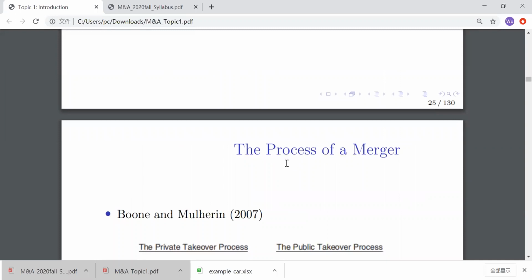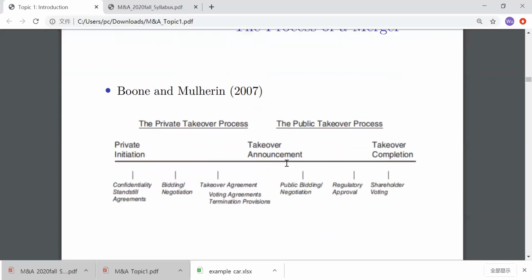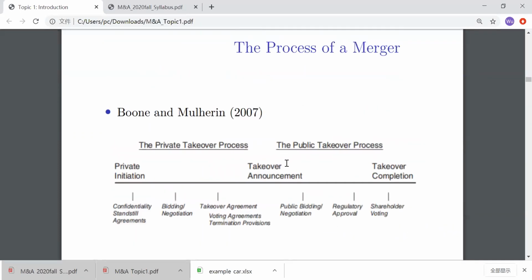But a merger is different. For example, if two companies merge, what happens is that the acquirer acquires a target, the acquirer survives, and the target will be delisted. So that's a big difference.